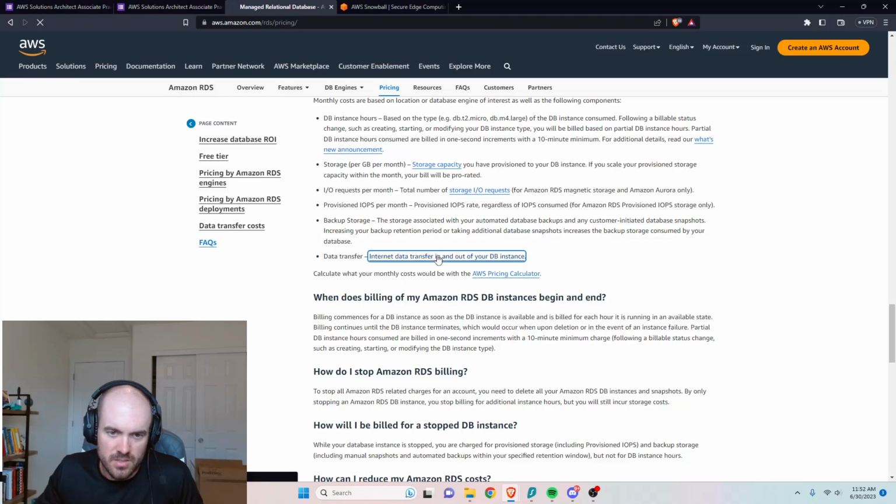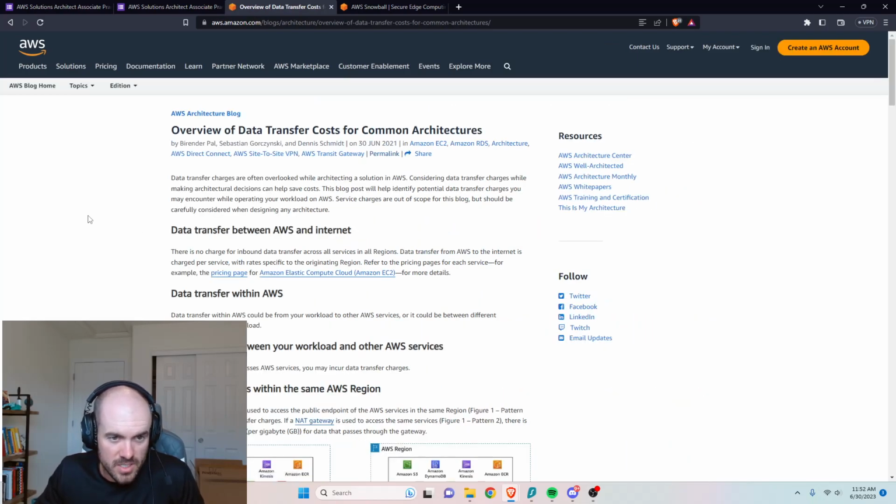My goodness, they're making us jump through all sorts of links here to find the answer to one question. So there's no charge for inbound data transfer across all services in all regions. Right, AWS wants your data, so there's no charge to bring things in, but of course there are charges to store and access and transfer that data back out. Okay.